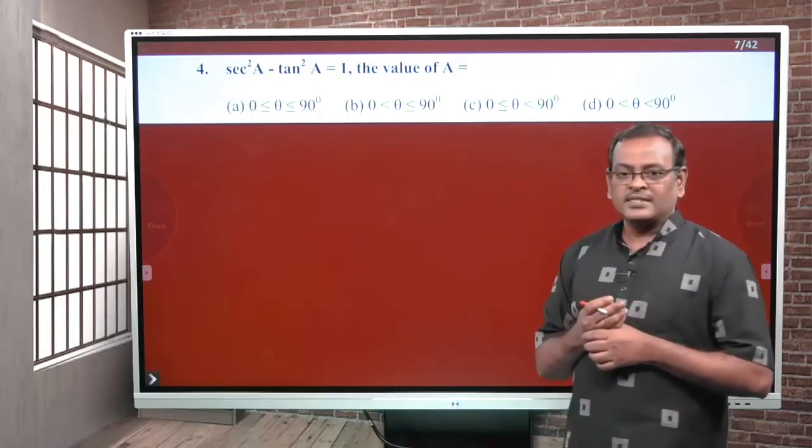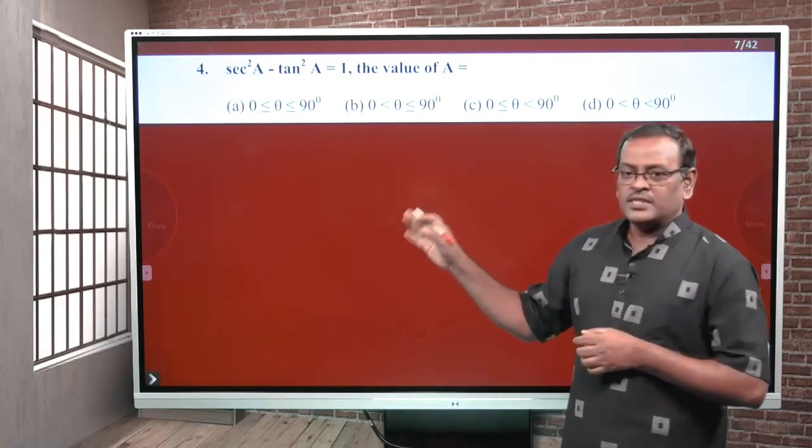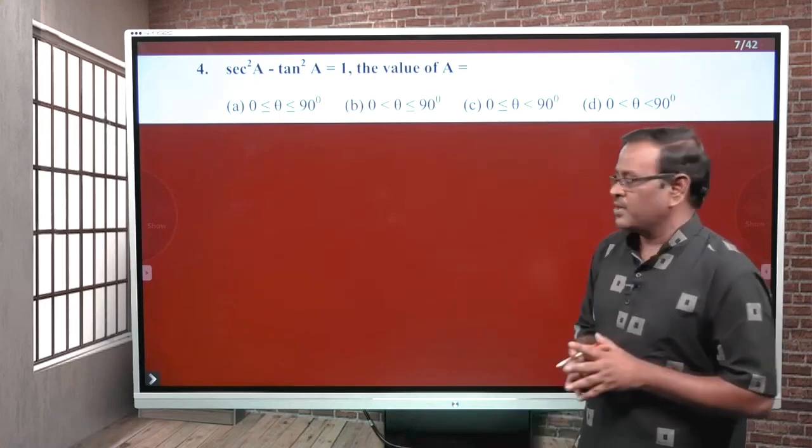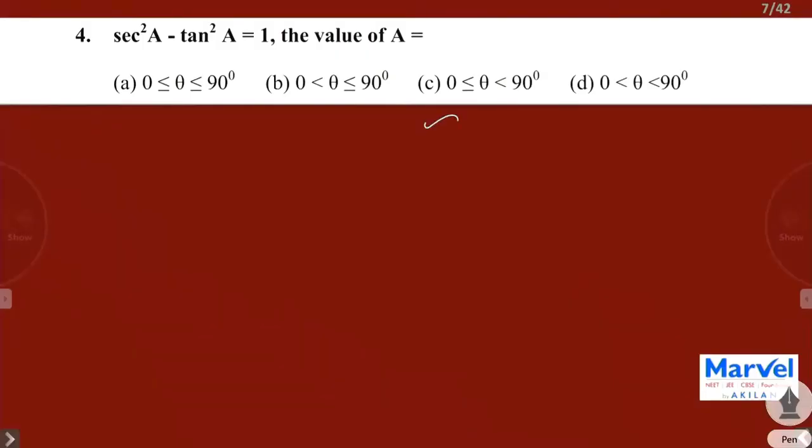The correct answer is option C. This is a question based on complete theory concept. Okay, the answer is C. What is the reason for answer C?